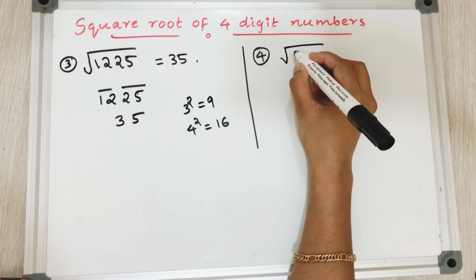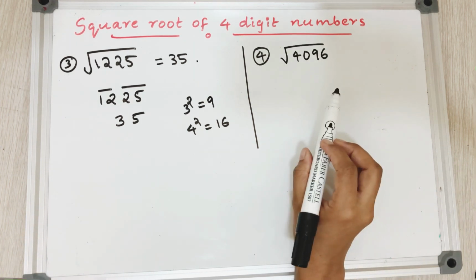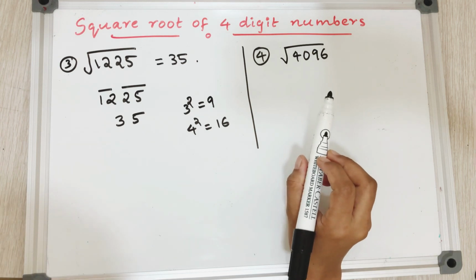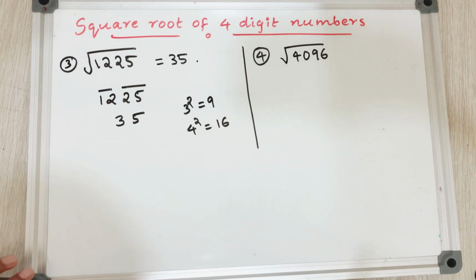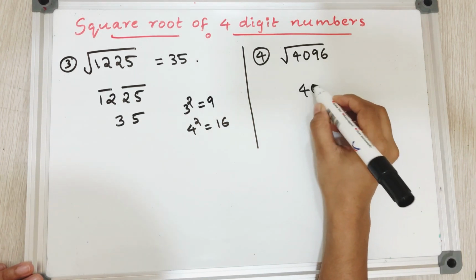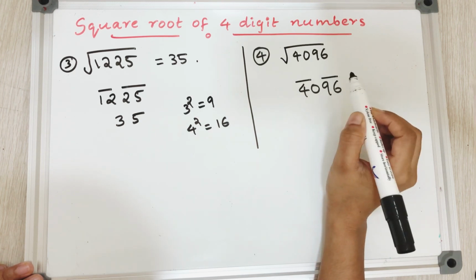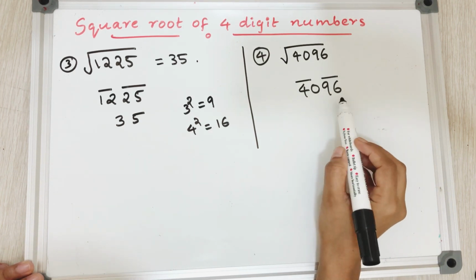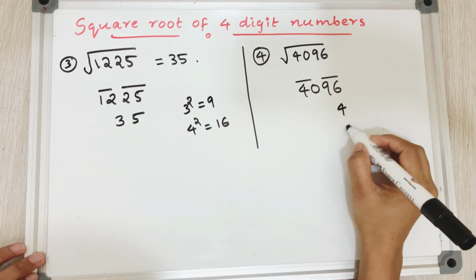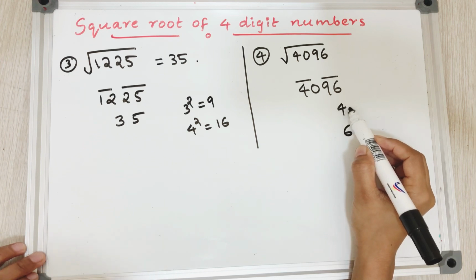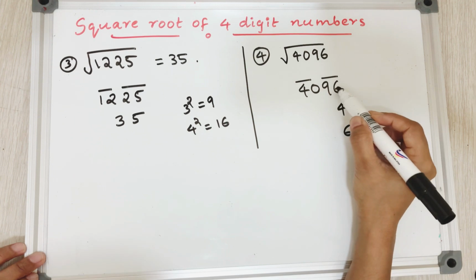Square root of 4096. Try to do it by yourself. Pause the video and try this example. See, 4096. We can pair the last two digits and the first two digits. Here the square ends with a 6. So we have two possibilities, 4 and 6. The square of 4, 16, ends with a 6. Square of 6 is 36, ends with a 6.